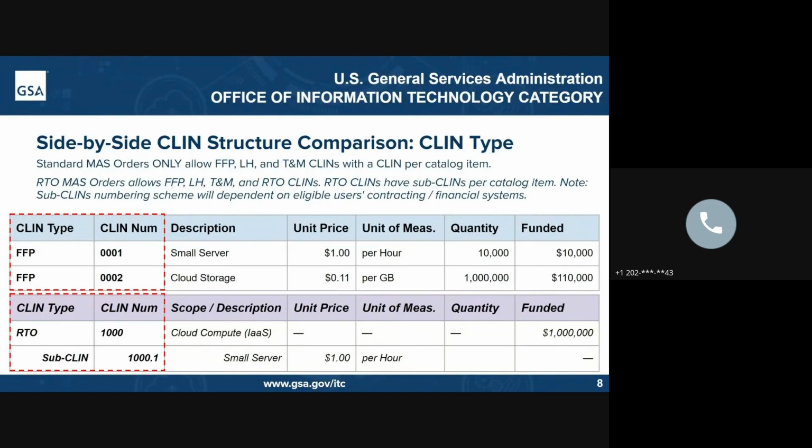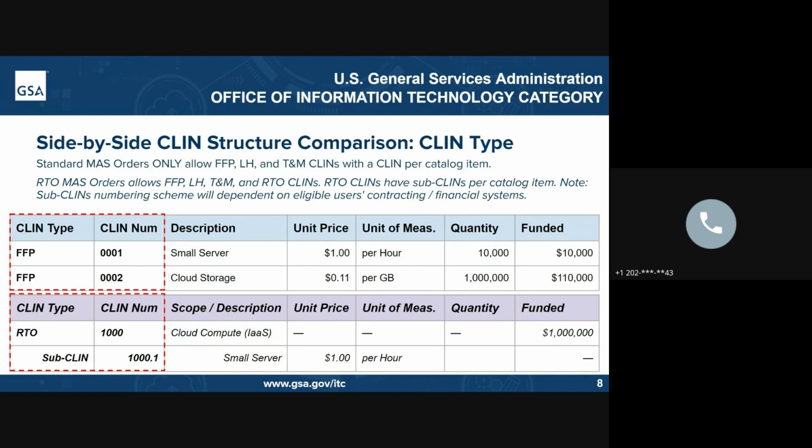Thank you, Barry. Yes, for the next couple slides, we will be doing a side-by-side CLIN structure comparison. Our general layout will match here on the screen. The top level table indicated by the blue heading will always represent the standard MAS order, and the table below it with the purple title bar will represent requirements task orders. And as I move through, the red checker dashed box will highlight various sections of the CLIN structure that we're going to talk about and differentiate.